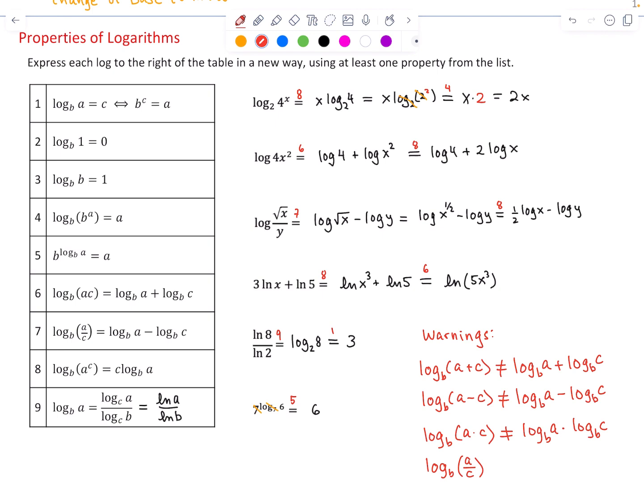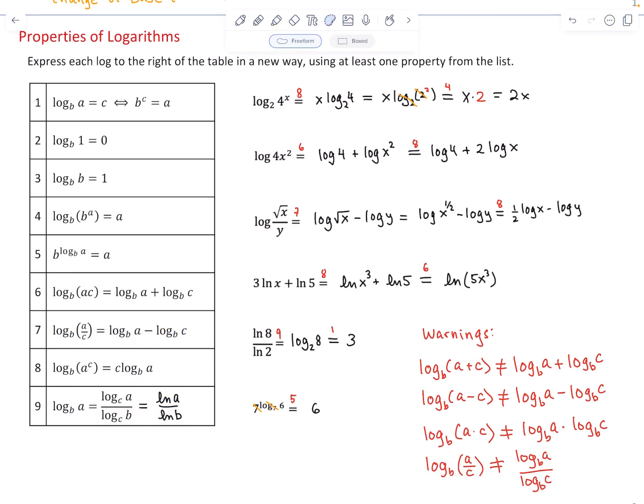Another common mistake is if you have log base b of a fraction, that you write this as the fraction of the two logs. This is also a common mistake. If you have log base b of a fraction, you should instead use property 7. And if you have a fraction of logs, you should use property 9. Okay, moving on to the next page.